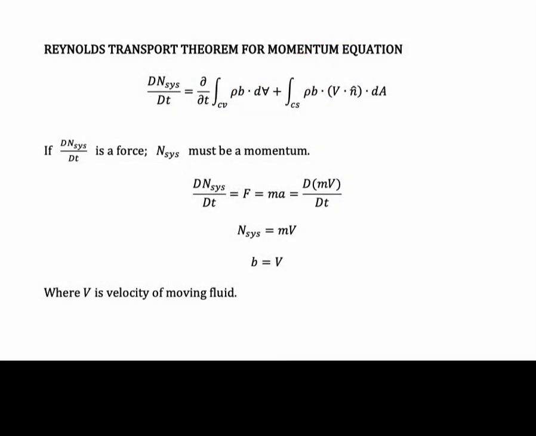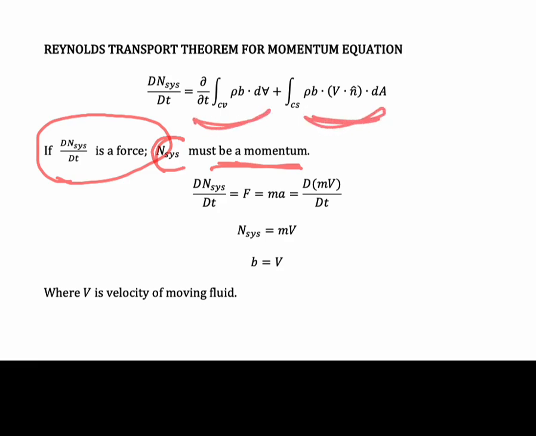To simplify this idea, if we want to calculate dN/dt equal to force, we must make sure that the N system here is momentum. And then to make sure that all of these terms will give us momentum, and force, we need to change b to be equal to velocity. In the previous discussion, we made the value of b equal to 1. But when you want to calculate the force, or you want to do the momentum equation, you must make sure b is equal to velocity.